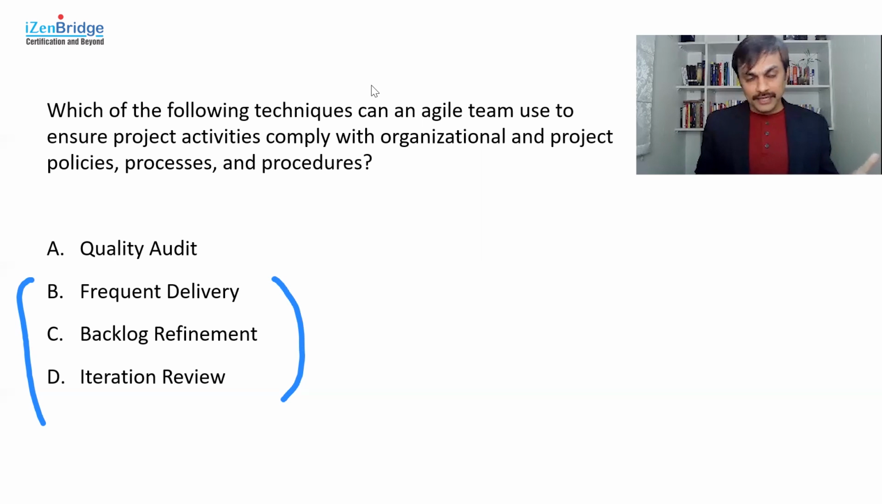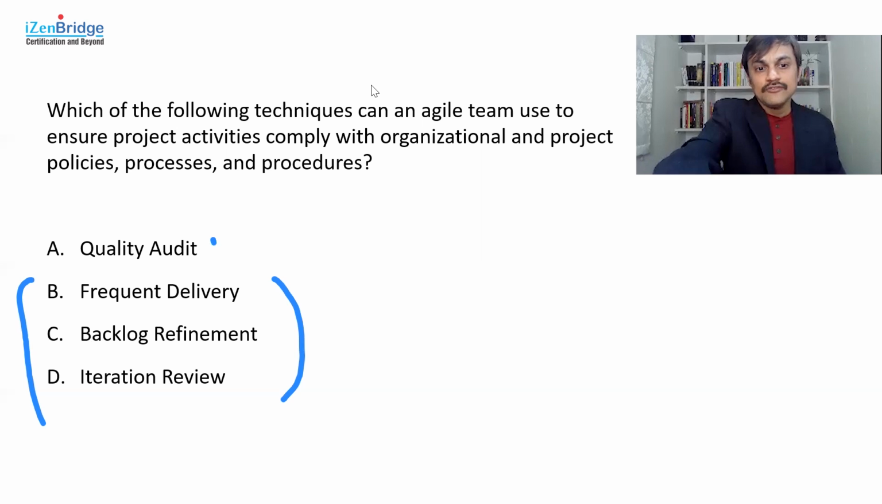Similarly, for backlog refinement, ideally, we should be considering all organization procedures and processes when we are doing backlog refinement. Sometimes a new item may get added because of organization policies and procedures, but the direct assurance of process compliance does not necessarily come out of backlog refinement. Similarly, the iteration review goes more or less the same as B: you can see the deliverable, but you may not be able to see the background story of it. So what is left?